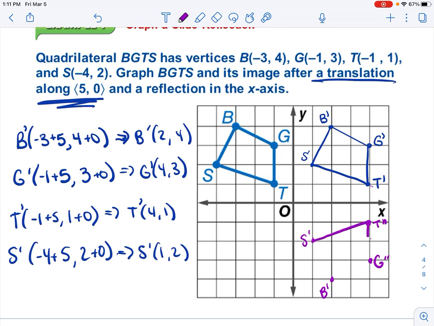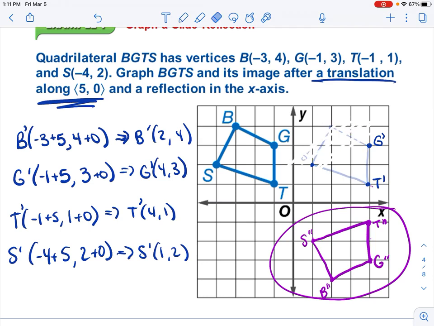So our final composition of transformations is this one right here. I have marked them all double prime to distinguish, although you could get rid of this middle step if you wanted to, and then get rid of one of your primes for this image, like so. Okay?